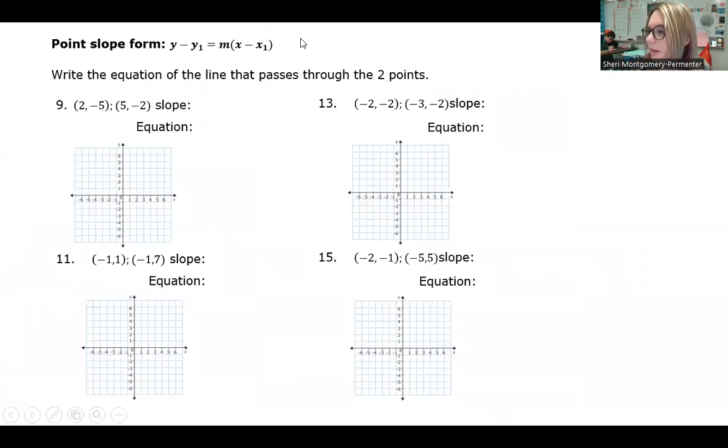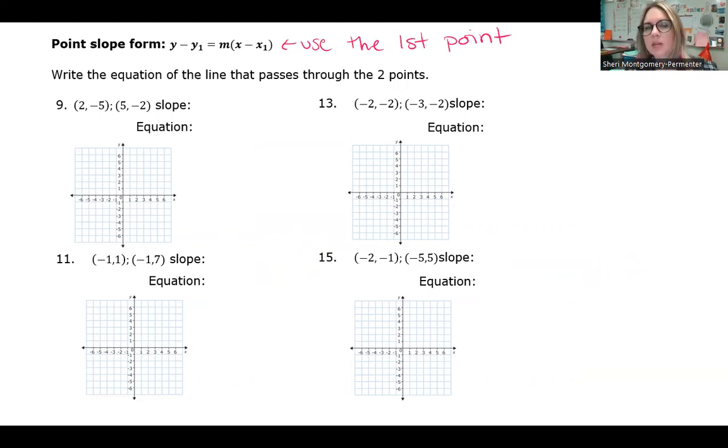All right, back onto the back. But you're welcome to come and ask if you need some help. So on the back, we're writing in point slope form. So point slope form is the formula that's up at the top. And to do this, we're gonna use the first point.